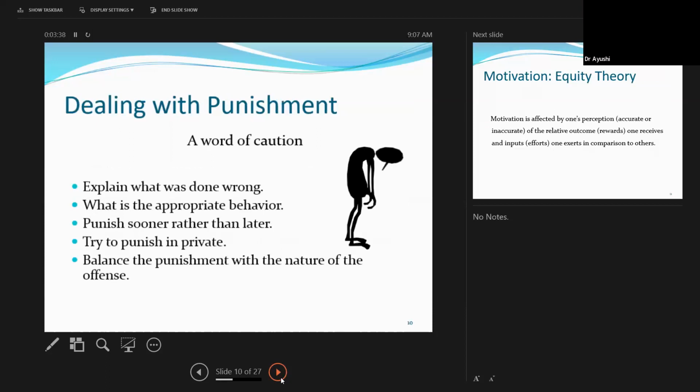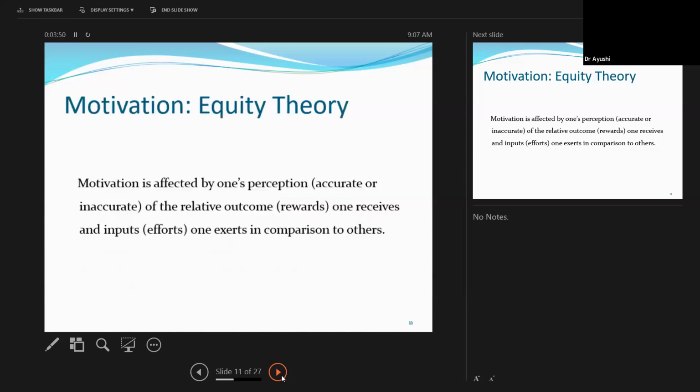Now, dealing with punishment: explain what was done wrong. What is the appropriate behavior? Punish sooner rather than later. Try to punish in private. Balance the punishment with the nature of the offense.